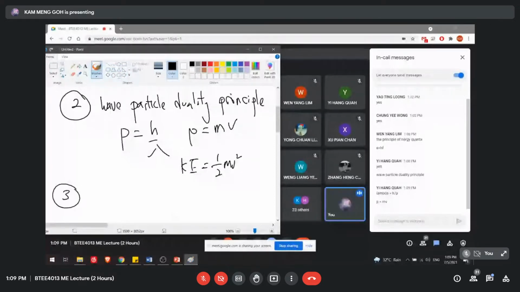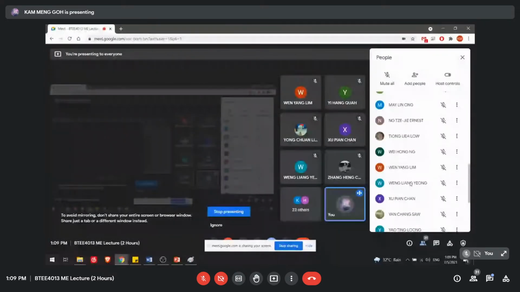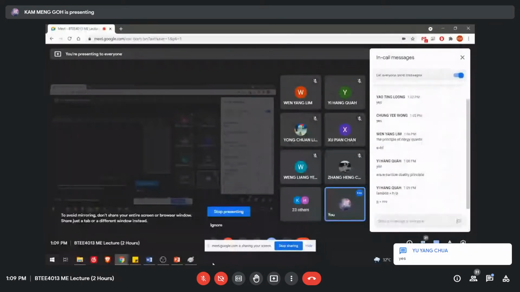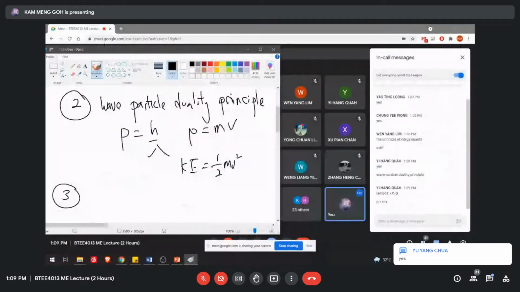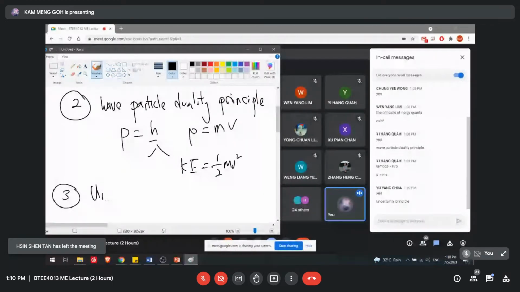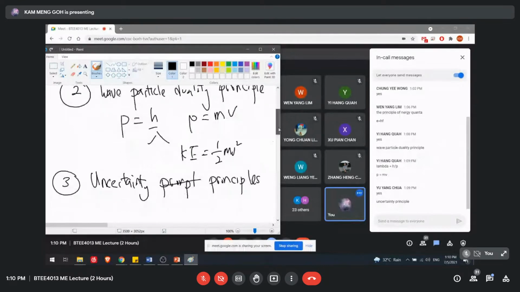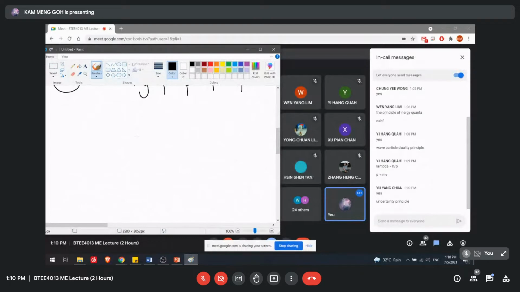Okay, let me pick someone to answer this. Chua Yu Yang, are you here? Chua Yu Yang. What is the third rule? Yes, it's the uncertainty principle. Then what are the formulas that we use inside here? There are two formulas, okay? In this, we're saying that the location and the momentum are uncertain, or even the energy and the time are uncertain.